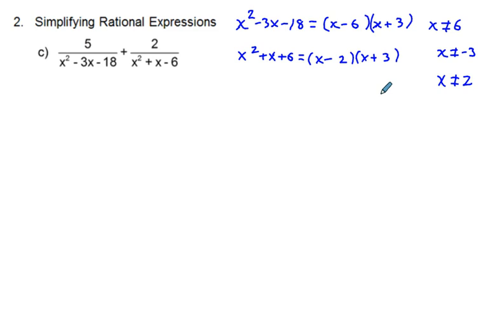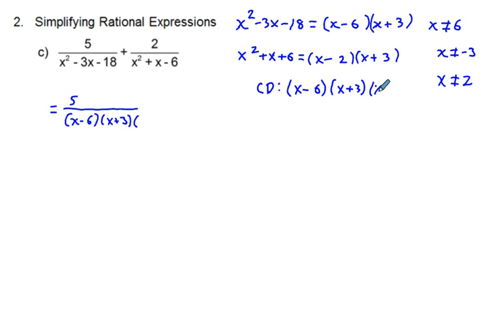Okay, so let's rewrite this expression. We have 5 times quantity x minus 6, quantity x plus 3, and we have to multiply both. So our common denominator, which I didn't write down, is going to have to be x minus 6 times quantity x plus 3 times quantity x minus 2. That's going to be our common denominator.